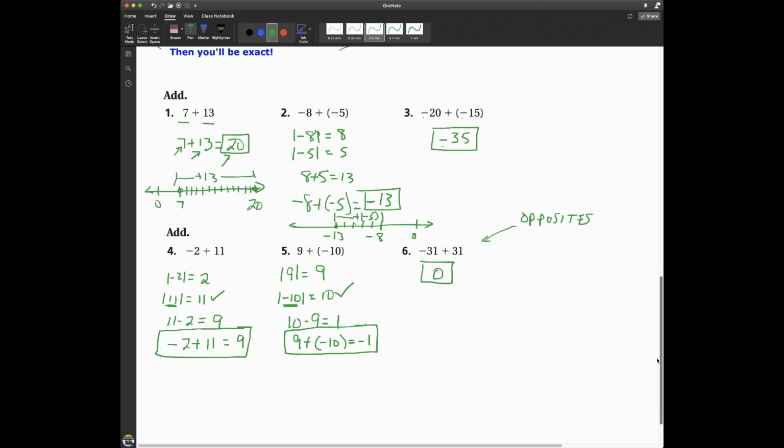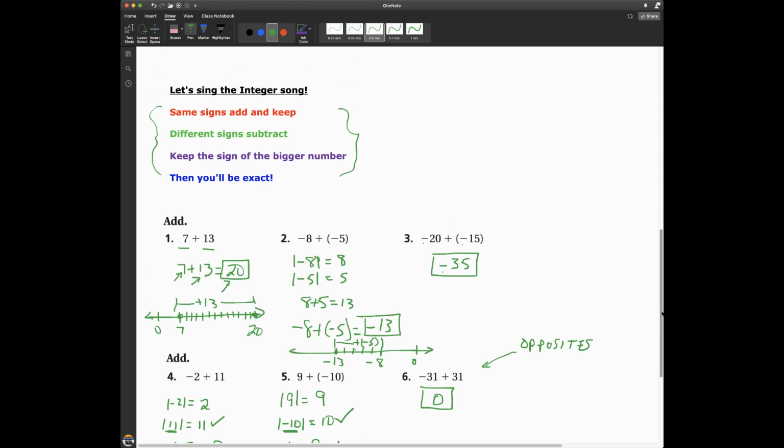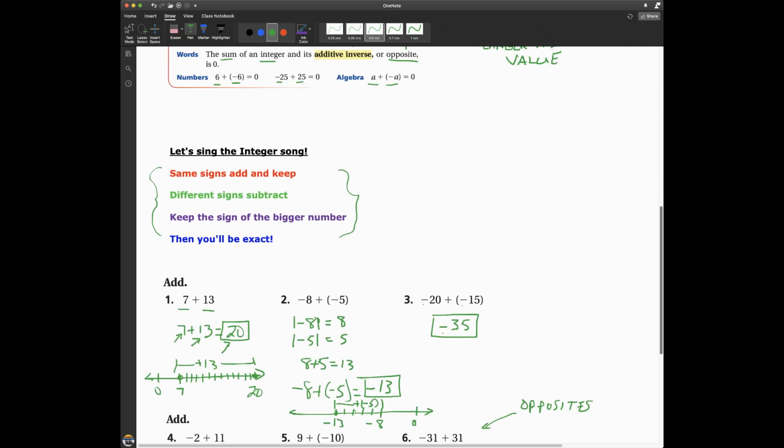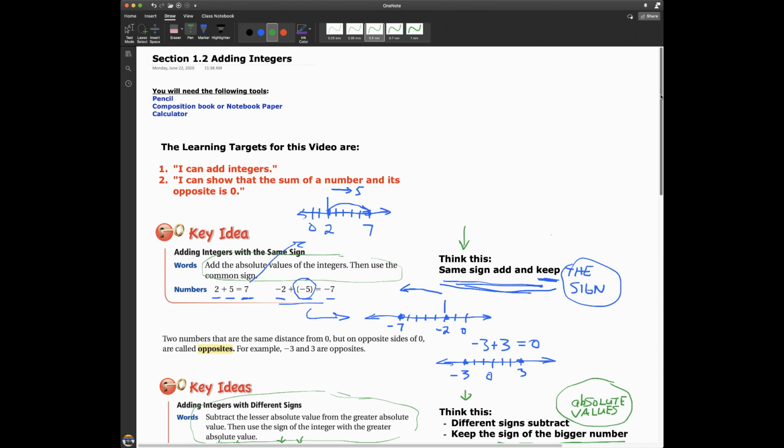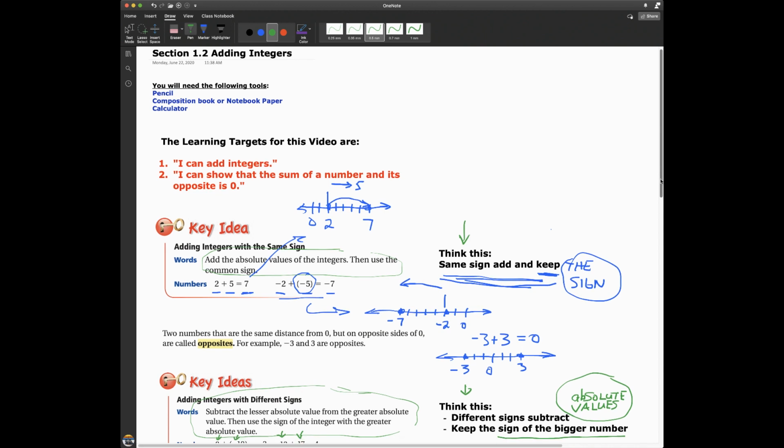Okay, so that is 1.2. You're going to get a lot of practice on this adding integers. You need to become very proficient at it. Okay, you need to become really good at adding integers.